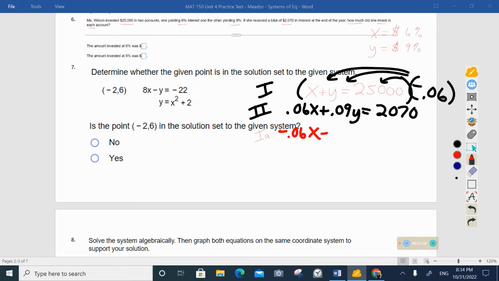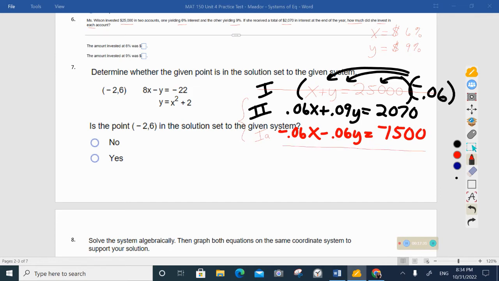So negative 0.06 times x minus 0.06 times y. Now I have to do negative 0.06 times 25,000, and we get negative 1,500. Okay? So really, I'm done with equation 1 for now. And I want to add these 2 equations vertically and use elimination to solve.